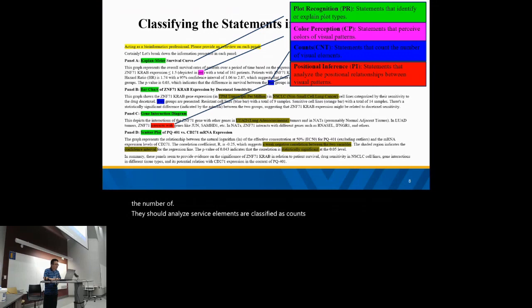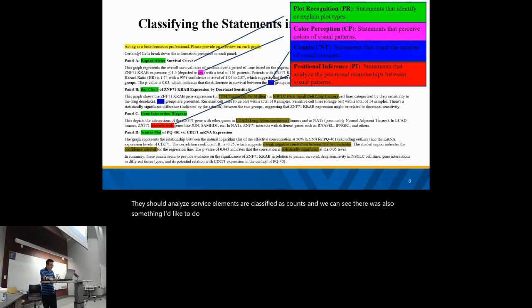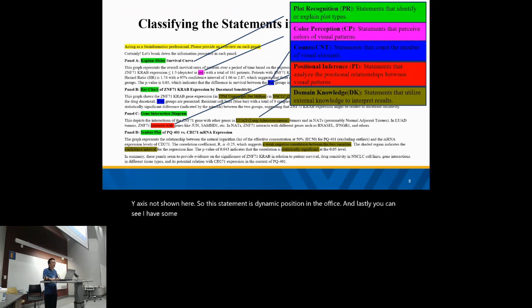And you can see there was also some highlighted in red that discuss the positional relationship between different visual patterns, or discuss the values on the x-axis or y-axis. So we classify these statements into positional inference. And lastly, I have some highlighted in brown, and these are domain knowledge, not explicitly provided to GPT-4.